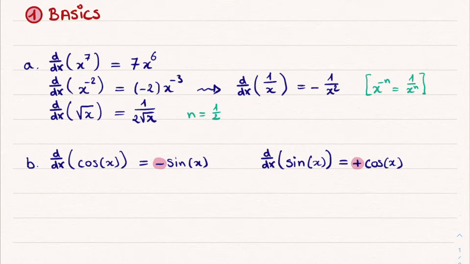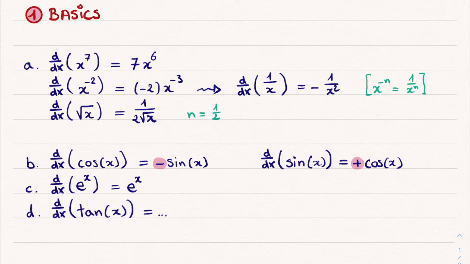Another fascinating derivative is that of e to the power of x. This one simply returns itself again, e to the power of x. This means that the slope of the graph of this function will always be equal to the value of that function in that point. Now there are of course many more basic derivatives, such as the tangent of x. However, if you are proficient with the following rules, you don't need to learn these by heart, and I will show this for the tangent at the end of the video.